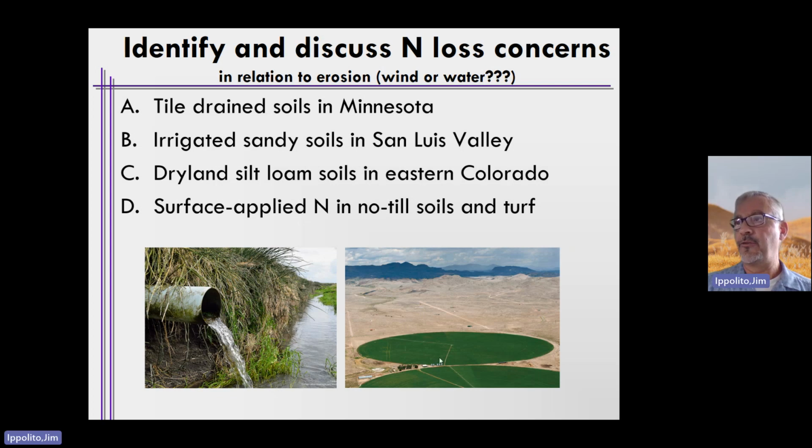Let's talk about a different scenario like you see in this picture here. This is obviously not in the Midwest. This is the Western US. This is an irrigated sandy soil in a location called the San Luis Valley. Now, it doesn't matter where this is located, but this soil is very sandy. It's coarse textured, and it's used to raise barley, malting barley, and potatoes. So this is an irrigated sandy soil. It's obviously covered with this crop currently. So what's the loss pathway in this system?